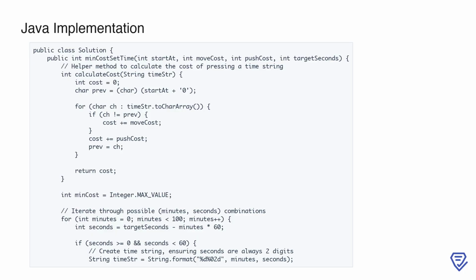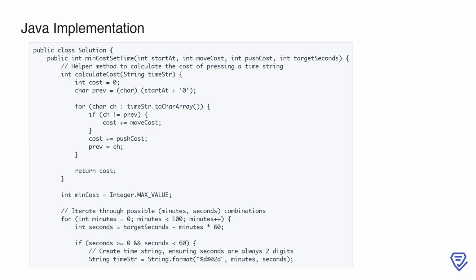It initializes cost to 0 and uses the startAt parameter to set the initial position of the finger. As we iterate over each character in the time string, we add the moveCost whenever the current digit differs from the previous one and always add the pushCost for pressing the digit. This ensures that we calculate the total cost of entering the given time string.